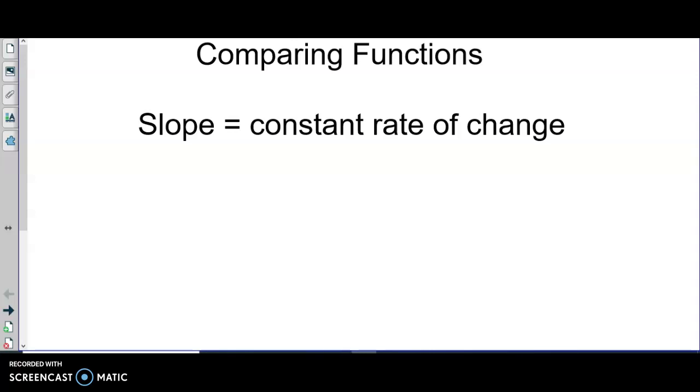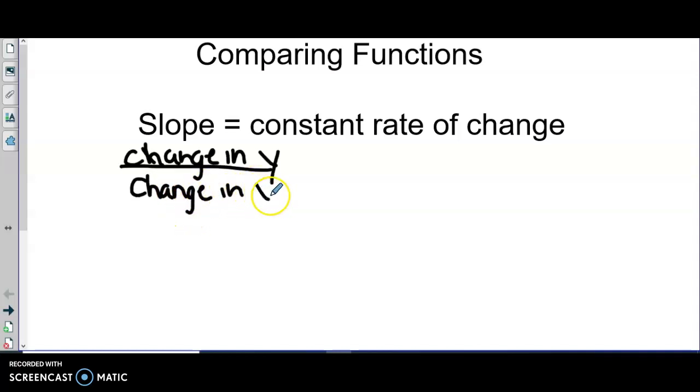Today we're talking about comparing functions, and we're going to be doing a ton of comparing using the slope. So remember, the slope is the constant rate of change, and there are several different ways to find slope. If you're given a t-table, then you might want to find the change in y over the change in x.